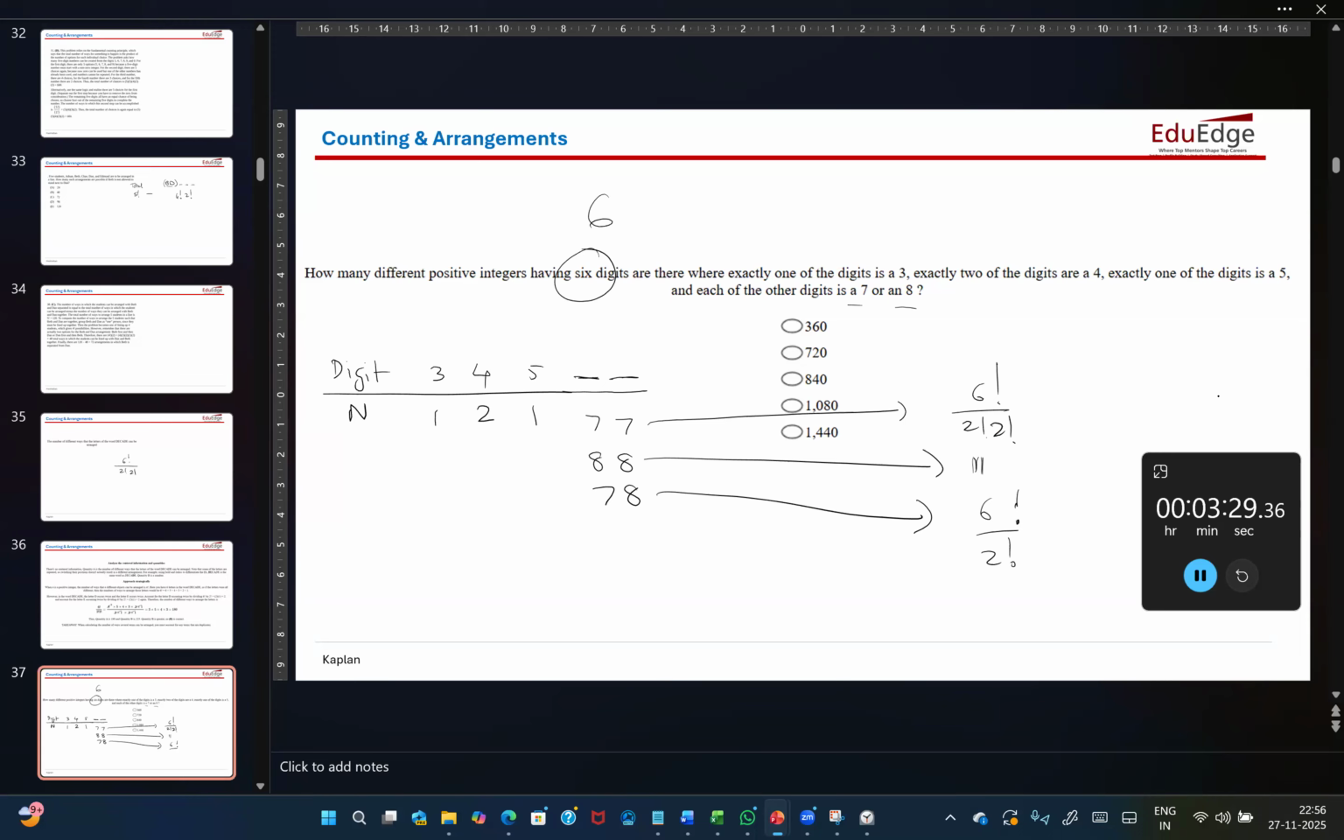720 plus 360 is 1080. 6 into 5 into 3 into 2 is 30, into 6, this is 180, right? This is also 180. 360. So the answer is 720. So 8 and 7 I don't have to take separately, because it's permutations.